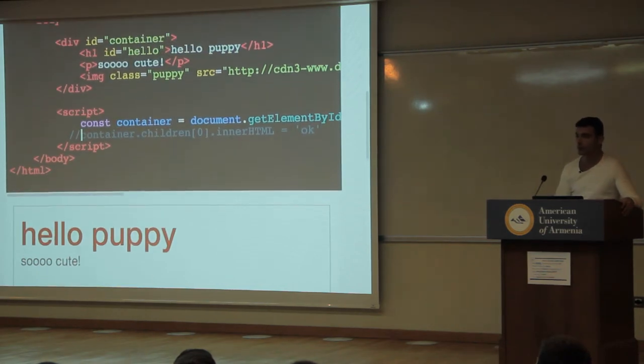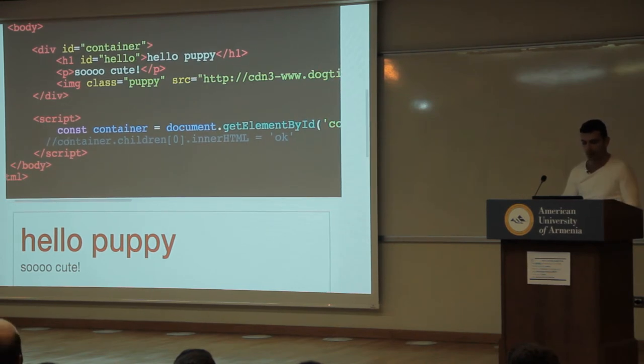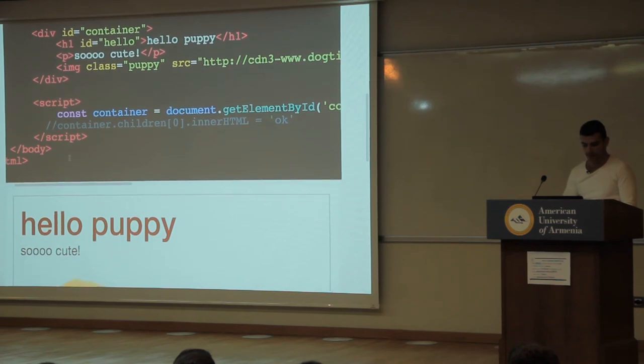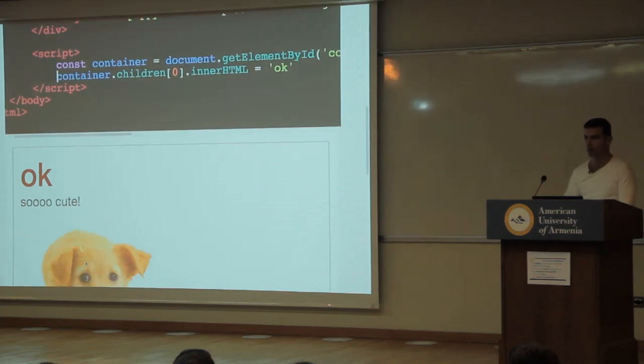Cool. So you can see with this that with JavaScript and the ability to reference documents, you can begin to change what you see on the page. You can manipulate the document. The other thing is you can add events to the DOM. This is going to be cool. Watch this. Let's still change this to okay, but only when I mouse over the puppy.